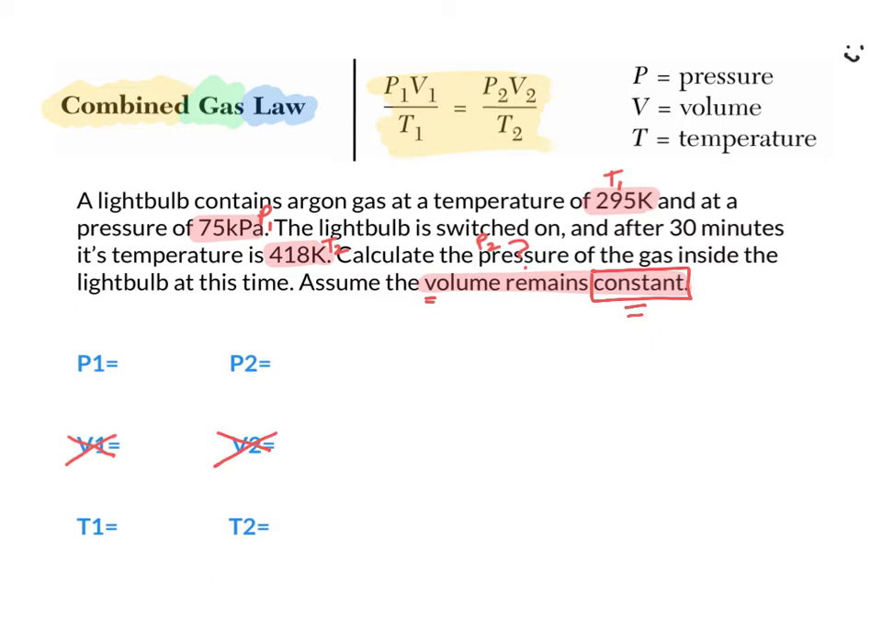Now, pressure 1, I found it right here, so that is 75 kilopascals. Pressure 2 is what I don't know, so this is my question mark. Temperature 1 was 295, and at the end it was 418. So now that I've done that and I've taken all my values out, I'm able to go ahead and actually solve the problem by substituting in the formula.